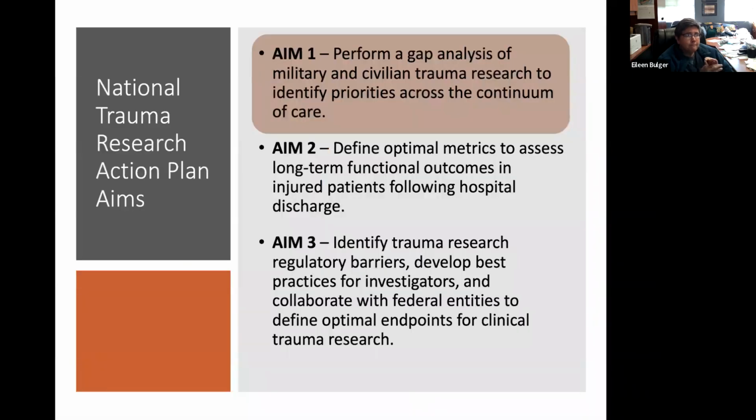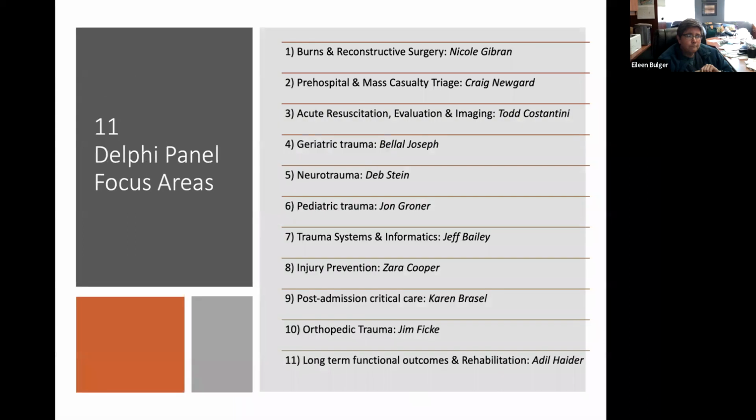Next slide. So the original grant had three specific aims, and the aim we're going to be talking about today is work that was done under aim 1. Aim 1 was designed to perform a gap analysis of both military and civilian trauma research, to identify what our research priorities were and make sure that we address the entire continuum of care. Next slide. To do that, we developed 11 Delphi panel focus areas, and you can see them listed here.